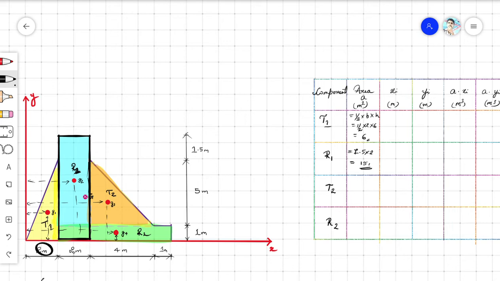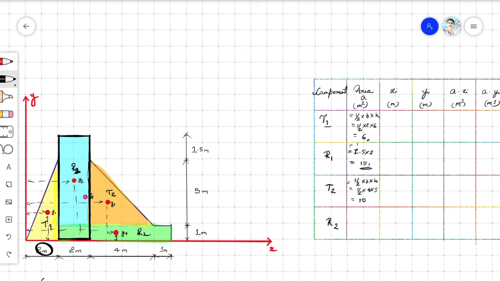Coming up to T2, we'll go to the easiest first. The T2 is 5 meter. You can see over here a 5 meter height and 4 meter base. As per the formula, that is half into base into height. Half into base, which is 4 meter, and height is 5 meter. So that will be 10 meter square.